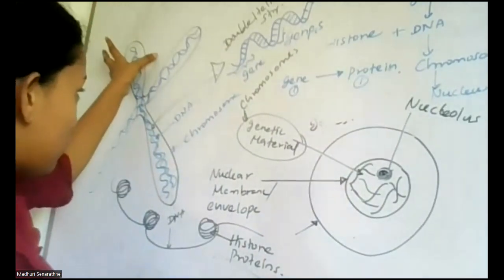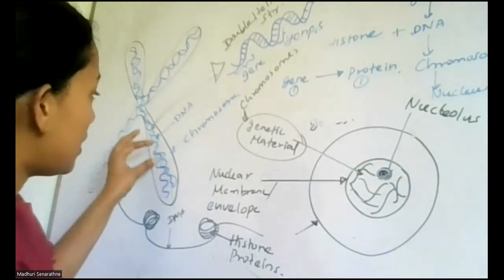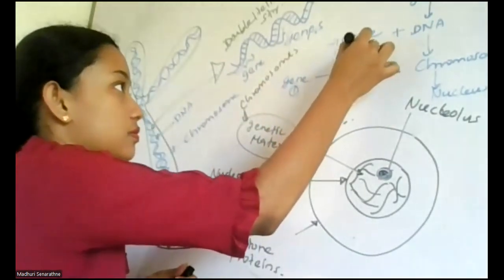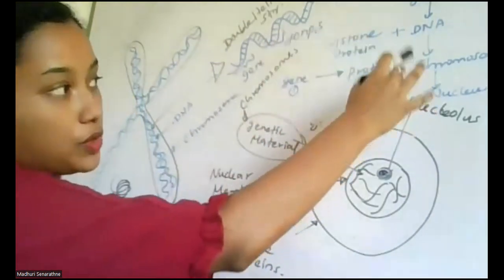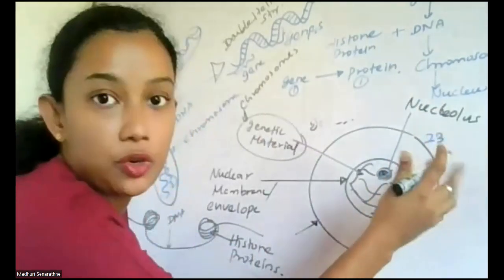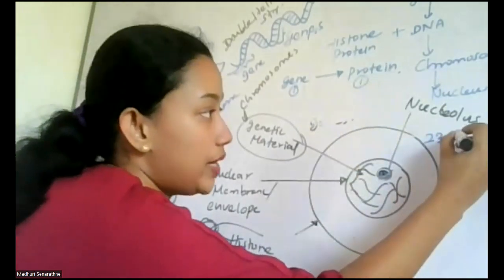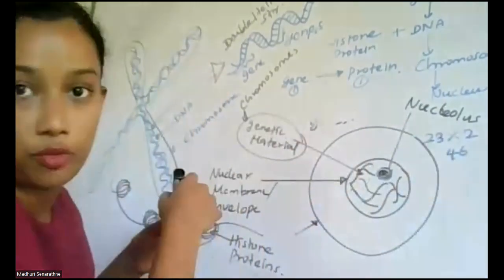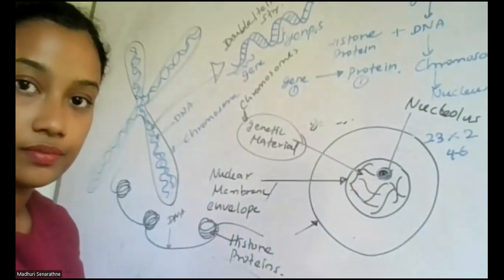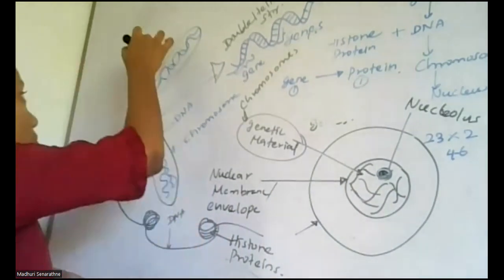This is a chromosome. Within one chromosome, only one DNA is included, plus histone proteins. They make chromosomes. 23 pairs of chromosomes are included in a single human cell. 23 pairs means 23 times 2, so 46 chromosomes are included. This is a chromosome.